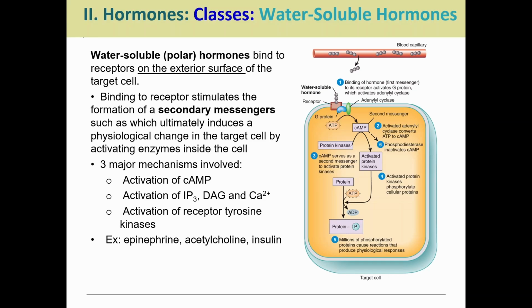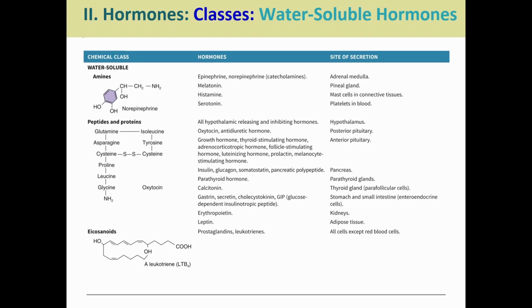So what are some examples of water-soluble hormones? Epinephrine, acetylcholine, insulin. These are all protein-based. Like insulin is 2 peptide chains that come together. Because it's protein-based, it's not going to be able to pass through the membrane. It's not lipid-based. So here are just some examples. Like our amines, we have epinephrine, melatonin, histamine. Those are going to be ones that are amino-based, we have an amine group on them.